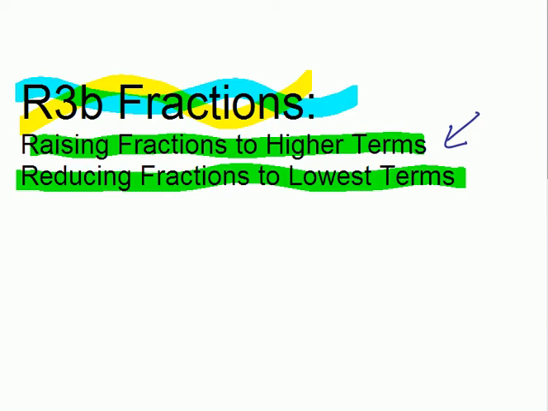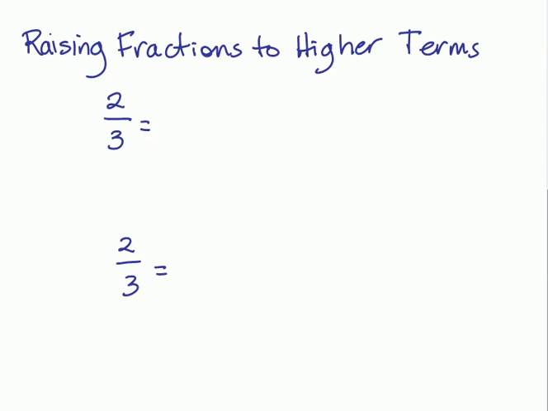Or we can divide the top and the bottom, the numerator and the denominator, by the same number to reduce or to simplify fractions to the lowest terms. Okay, so we'll take a look at that first one, raising fractions to higher terms first. So we see here that I have the same fraction, 2/3, listed twice.